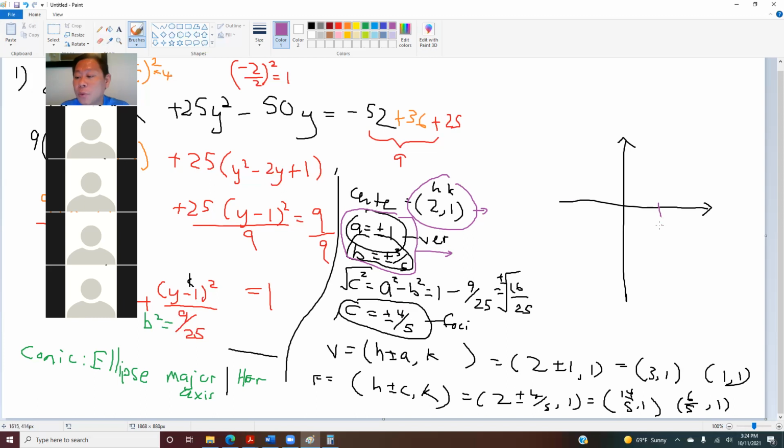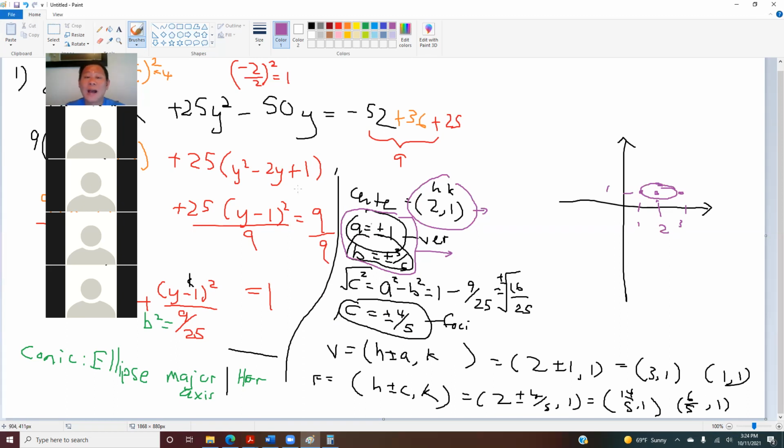So you start out with (2, 1). That's your center. A is 1, so since you go horizontal, you go 1 to the right and 1 to the left. So that is the A. And then B is 3/5, which means you go up and down. So 3/5 up and 3/5 down. So you get this, and you get yourself an ellipse here. Okay, so this is how you draw an ellipse.